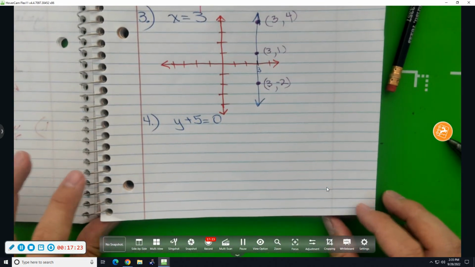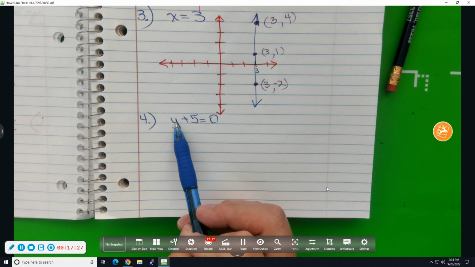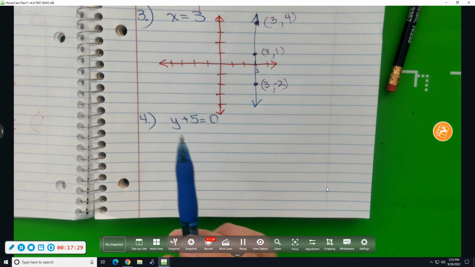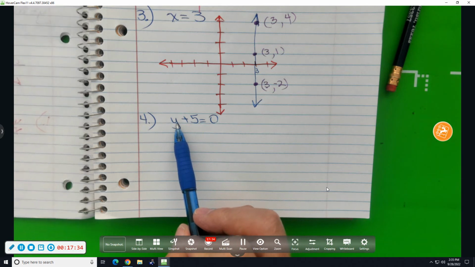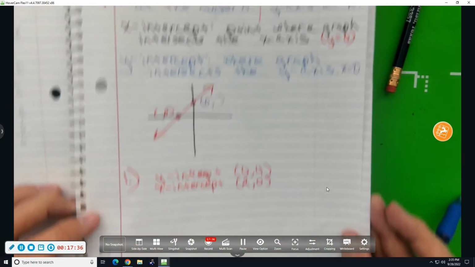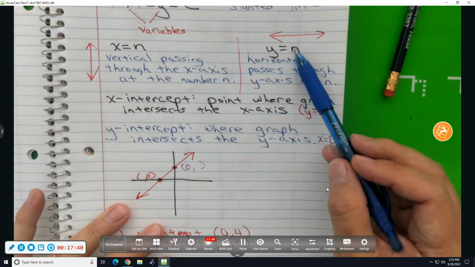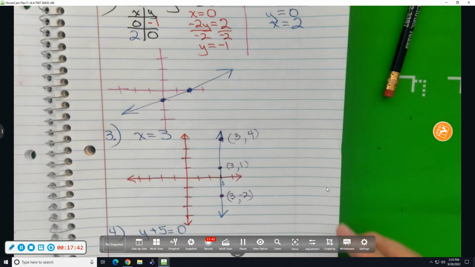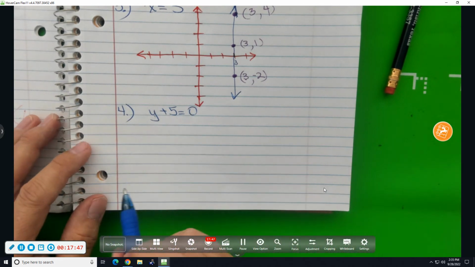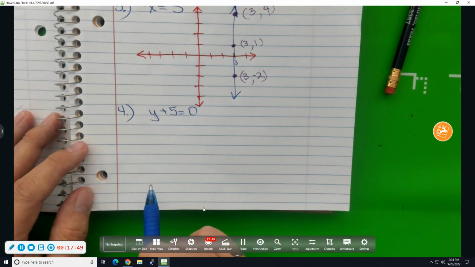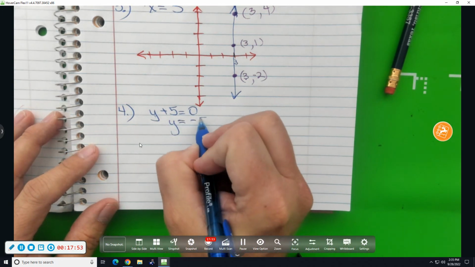Okay, y plus 5 equals 0. We know if there's a y and no x, the graph is going to be horizontal, but to determine where it passes through the y-axis, we need the equation in the form y equals a number. So we're going to have to modify this equation. We need y by itself on one side. What do you think I'm going to do? Subtract 5 to give me y equals negative 5.